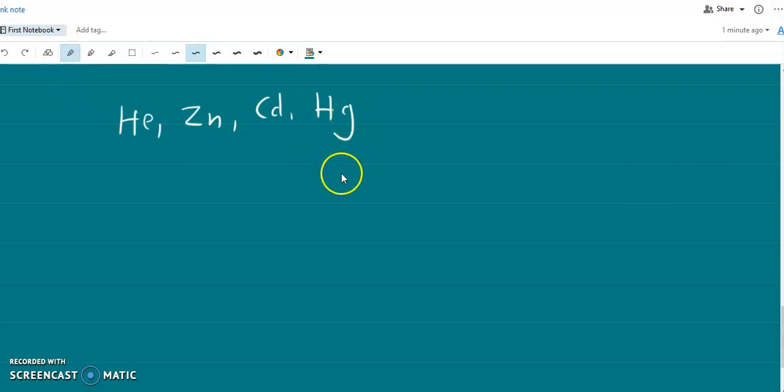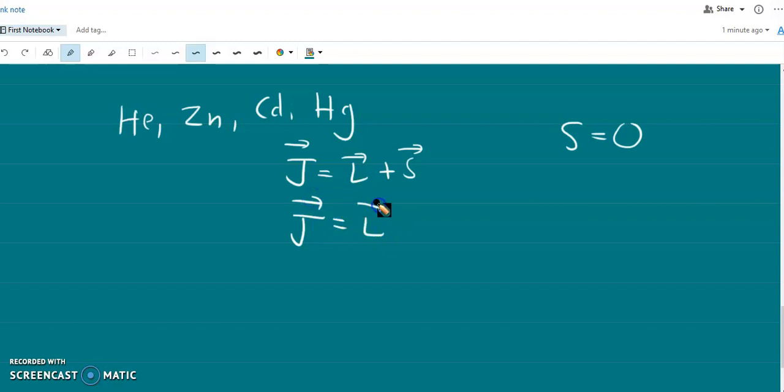In the case of these materials, J is equal to L plus S. We use capital letters to represent the entire atom. Since S is equal to 0 for such atoms, J is equal to L alone. So the normal Zeeman effect is exhibited by atoms having only orbital angular momentum. The spin angular momentum of such atoms is equal to 0 and the multiplicity is 1. So the normal Zeeman effect applies to transitions between singlet states only.